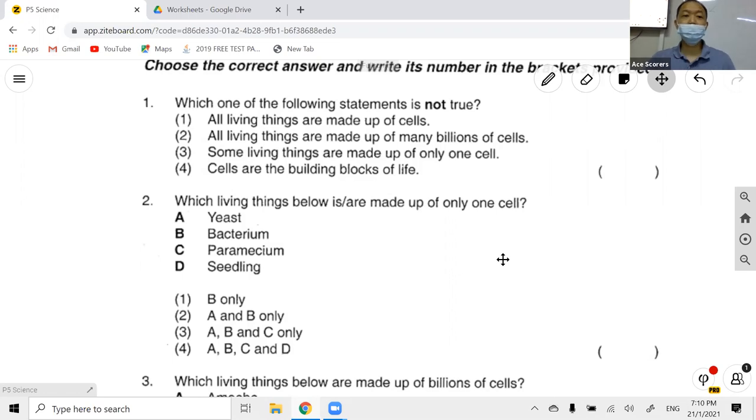What's paramecium? Wait, all living things are made of billions of cells. Yeast is made of one cell. Bacteria is one cell. Paramecium is also one cell. Seedling? No, seedling is multiple cells, right? Millions of cells.